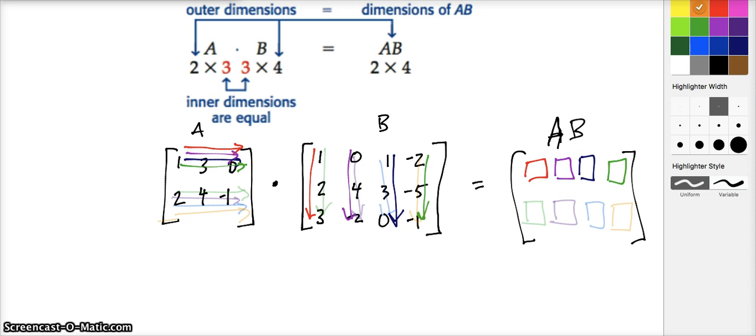I'm actually going to do the work, but I just want you to see where all this stuff is coming from. So in order to get this red box, this first one, I'm going to multiply this row and this column: 1 times 1, and I get 1, but I'm going to add 3 times 2, which is going to give me 6. Then I'm going to add 0 times 3, which is just going to give me 0. So when I add 1 plus 6 plus 0, I get 7. And that's how I multiply.